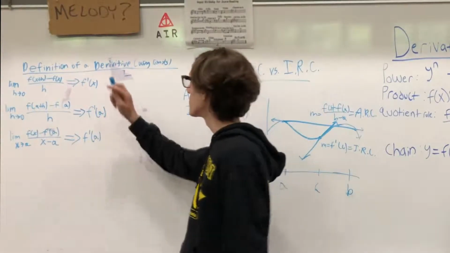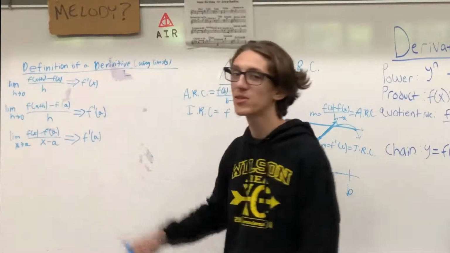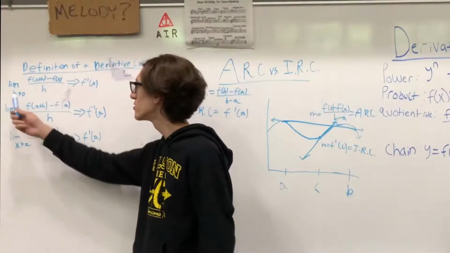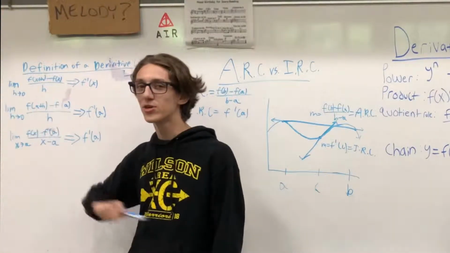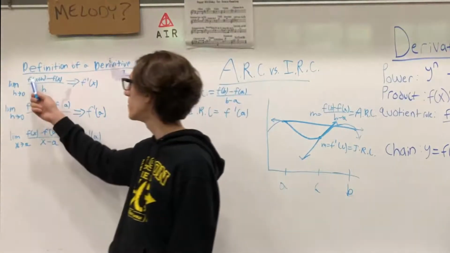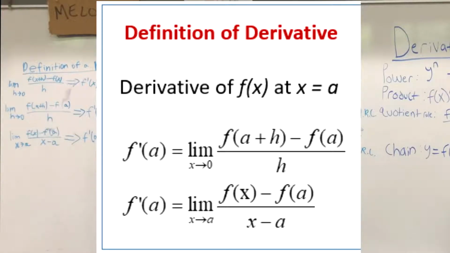So we're going to be going over the definition of derivative using limits. If you guys remember the limits from pre-calculus, one of the definitions that we use: the limit as h approaches 0 of f of x plus h minus f of x over h will give you the answer of f prime of x.